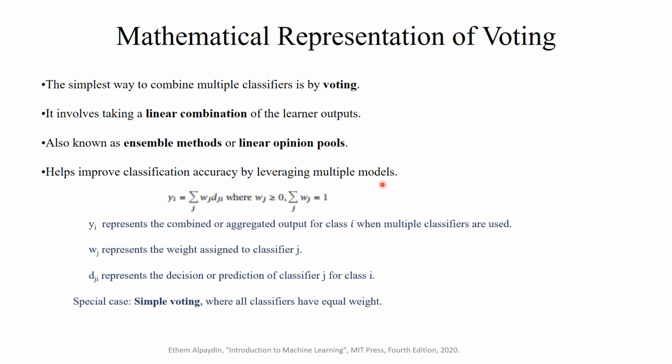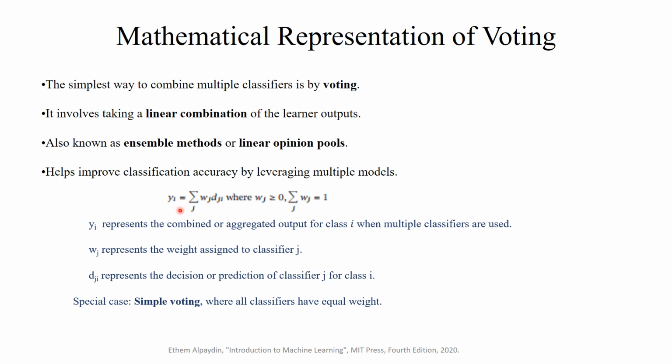In this equation, yi represents the combined or aggregated output for class i when multiple classifiers are used. So i represents the class. This wj represents the weight assigned to the classifier j. And dji represents the decision or prediction of classifier j for the class i.